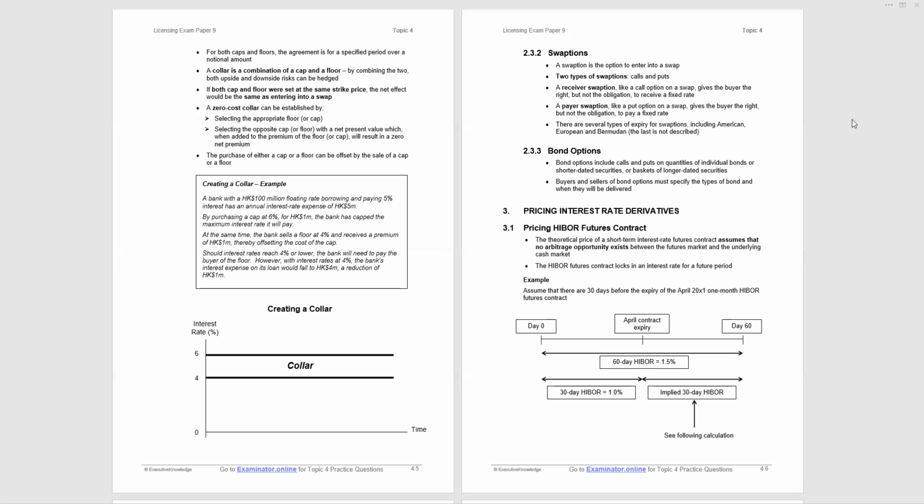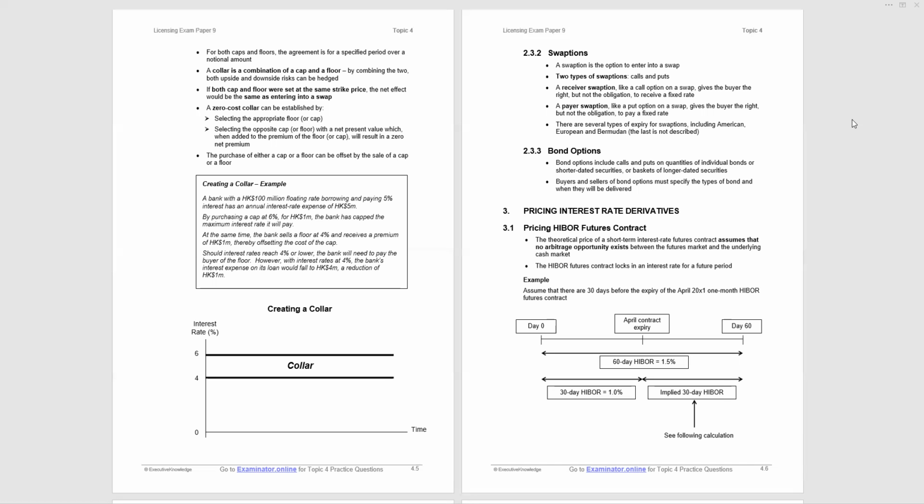2.3.2, top of page 4.6, swaption. Now, it's an option to enter into a swap. And there are 2 types of swaptions, calls and puts. Now, the receiver swaption, which is also a call option on a swap, this is the important point. It gives the buyer the right, but not the obligation, as with all options, to receive a fixed rate. So with the receiver swaption or the call option, the buyer has the right to receive a fixed rate. If they're going to receive the fixed rate, they will pay the floating rate.